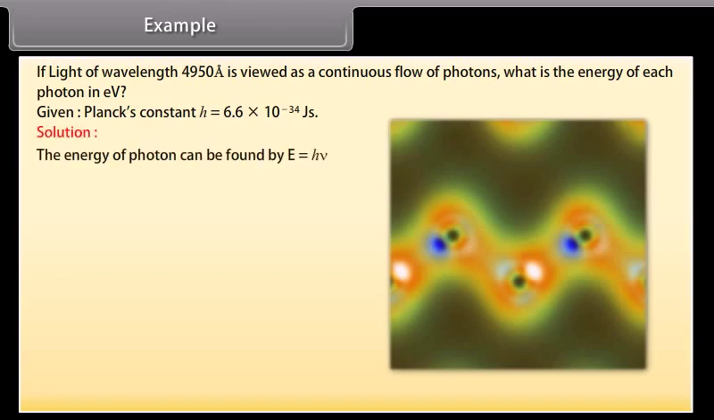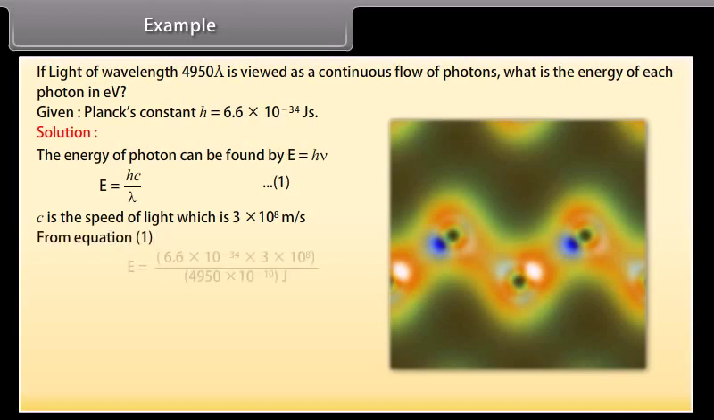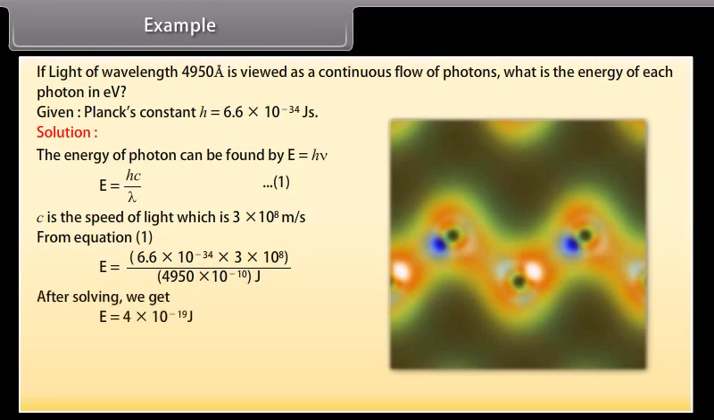Solution. The energy of a photon can be found by E as hν, E equals hc by λ. Name it as equation 1. c is the speed of light, which is 3 × 10^8 meter per second. From equation 1, E equals 6.6 × 10^-34 × 3 × 10^8 divided by 4950 × 10^-10 joule. After solving, we get E as 4 × 10^-19 joule.